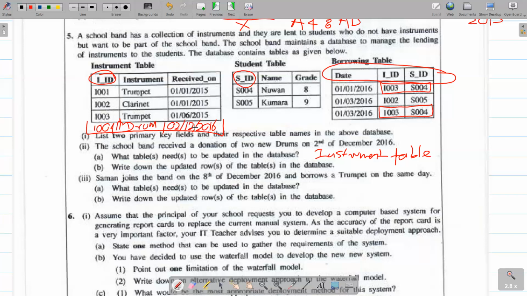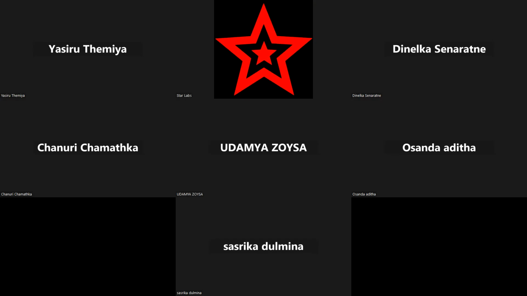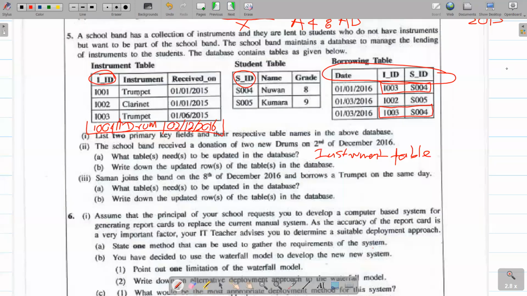In the third part, it says someone joins the band on 8th December 2016 and borrowed a trumpet. Sorry for that, my connection got a little problem suddenly. Yes. So like in part B it asked, the updated row is written over here for this part.